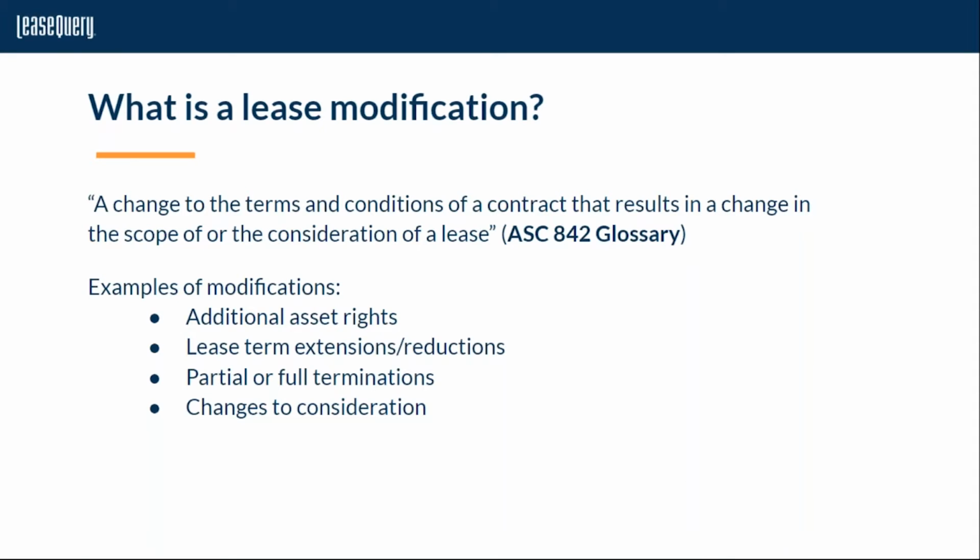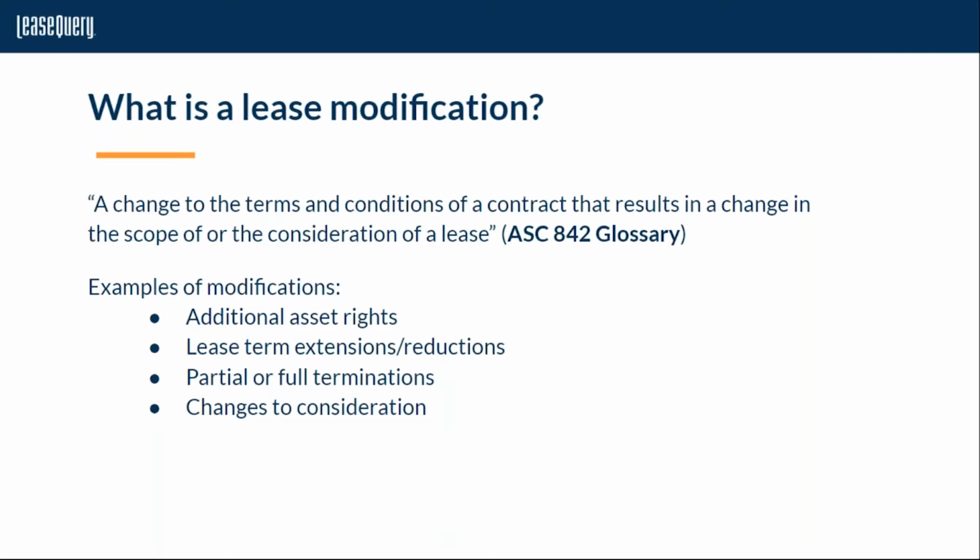ASC 842 defines a lease modification as a change to the terms and conditions of a contract that result in a change in the scope or the consideration of a lease. Some of the more common examples of modifications are additional asset rights, lease term extension or reductions, partial or full terminations, and changes to the lease payments. The proper accounting treatment for a lease modification depends on the nature of the modification.